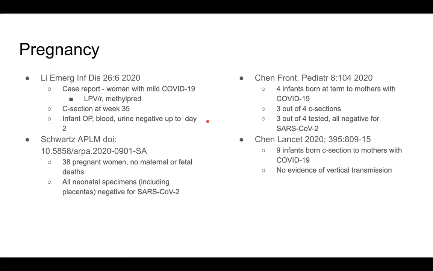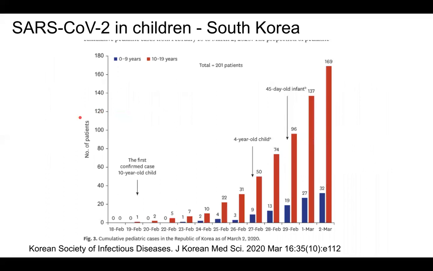And there have been two relatively sizable studies published in the last few weeks about confirmed infection in children. The first was this study during the Korean outbreak, during which the authors report 201 children with confirmed COVID-19, of whom only 15.9% were under the age of 10, represented by blue bars in the figure. They reported no deaths and that the majority of the cases were mild, although details about the severity were not reported beyond that.